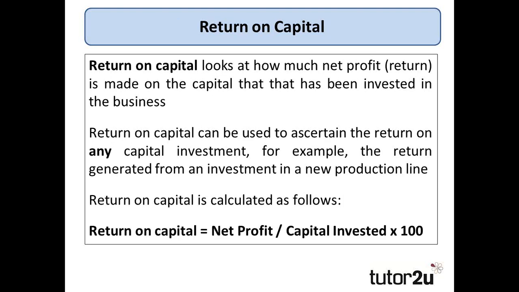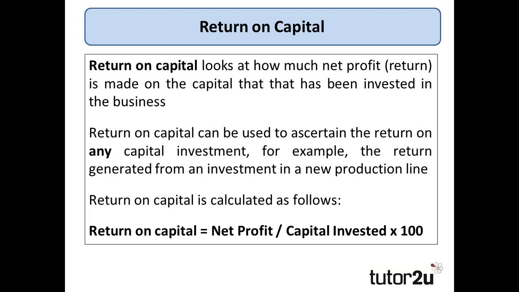Good. So now we're going to move on to return on capital. Return on capital looks at how much net profit or return is made on the money capital that has been invested in the business. It can be used to ascertain the return on any capital investment. For example, the business might be thinking of investing in some new machinery, so the business could use the return on capital calculation to work out the return it would get on investing in that new machinery, for example, a new production line. The return on capital is calculated as follows: net profit divided by capital invested times 100.